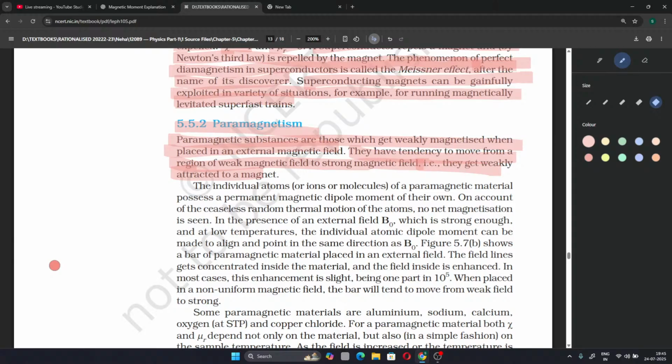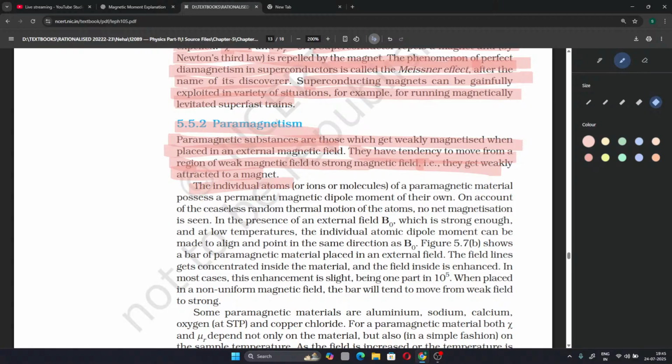They're saying paramagnetic substances get weakly magnetized when placed in an external magnetic field, and they have a tendency to move from a region of weak magnetic field to strong magnetic field, whereas diamagnetic substances, we saw, go from strong magnetic field to weak magnetic field, which is due to repulsion. Here, due to attraction, they go from weak to strong magnetic field. They get weakly attracted to the magnet.